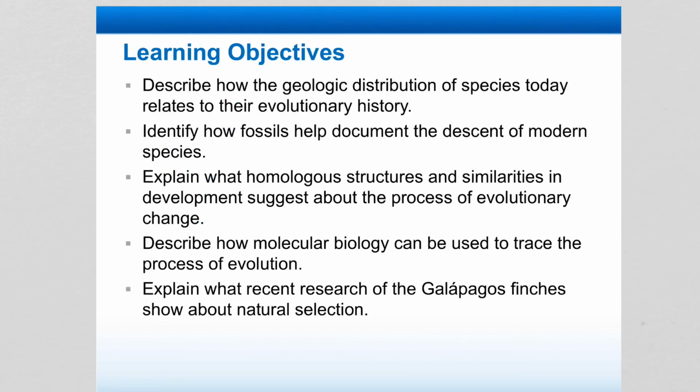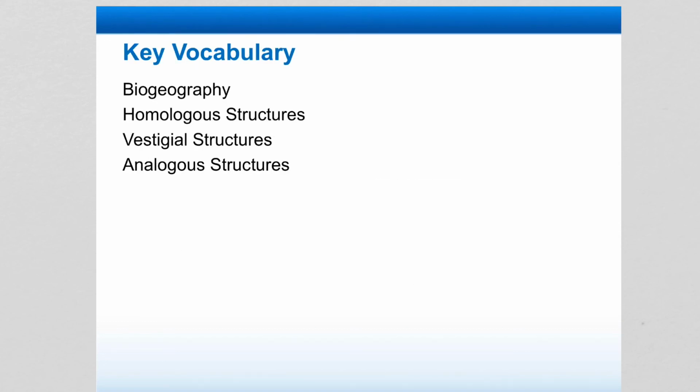Well, I hope you had a chance to go over all the learning objectives that we did. We described how the geological distribution of species today relates to evolutionary history. We identified how fossils help document the descent of modern species. We explained what homologous structures and similarities in development suggest about the process of evolutionary change. We described how modern biology can be used to trace the process of evolution, and explained what recent research on the Galapagos finches showed about natural selection. Additionally, we went over the words biogeography, homologous structures, vestigial structures, and analogous structures.